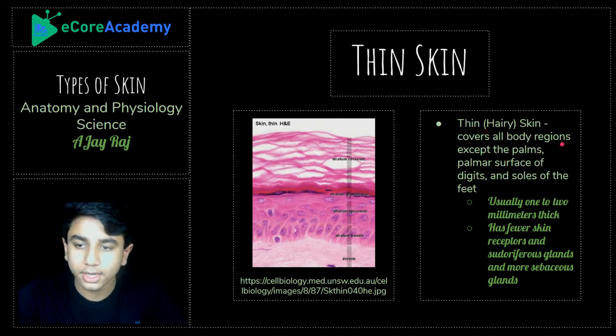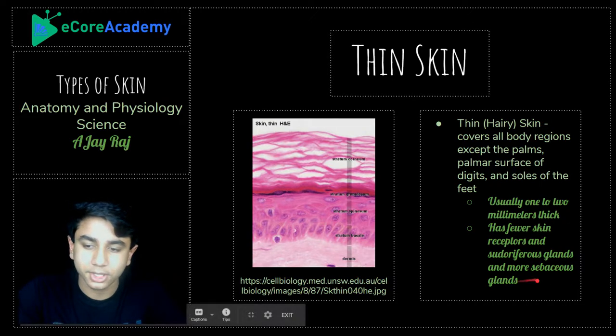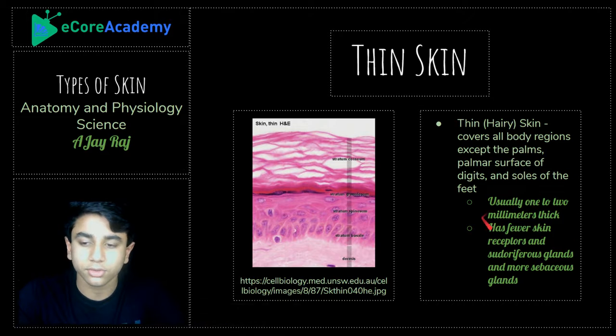And it covers all body regions except the palms, palmar surface of digits, and soles of the feet. So basically, excluding all of these places that have thick skin, you have thin skin everywhere else. And it is usually 1 to 2 millimeters thick. That's the thickness of thin skin, and I believe thick skin is nearly 2.5 millimeters thick. And it has fewer skin receptors and sudoriferous glands and more sebaceous glands. So that's in direct opposition to what thick skin is. They're polar opposites to thick skin properties.